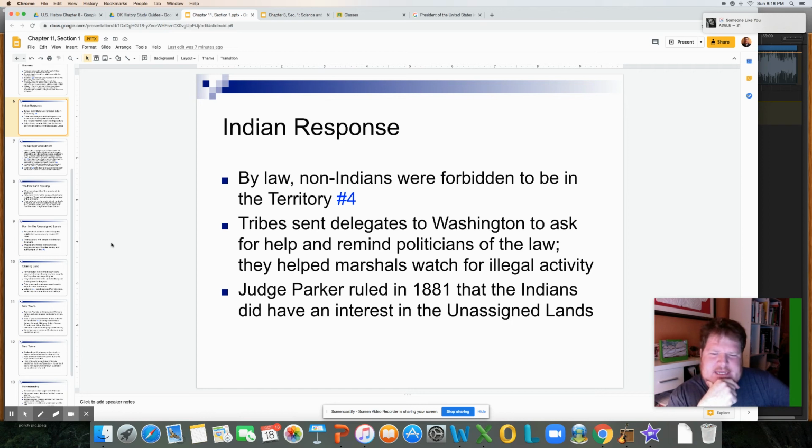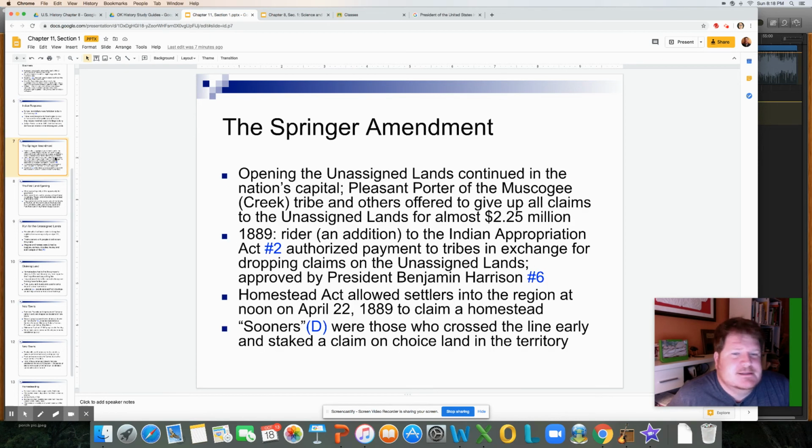1981, that Indians did have an interest in unassigned lands. We see the opening of the unassigned lands continued in the nation's capital. Pleasant Porter of the Muskogee Creek tribe and others offered to give up all claims to unassigned lands for $225 million. In 1889, there was a rider, or addition, to the Indian Appropriations Act, which is your answer number two, authorizing payment to the tribe in exchange for dropping claims on the lands, approved by President Benjamin Harrison.